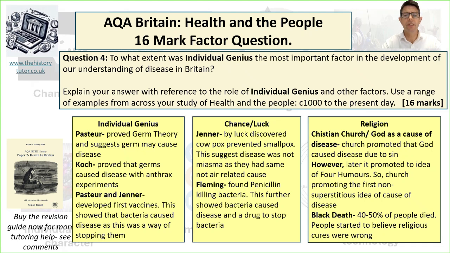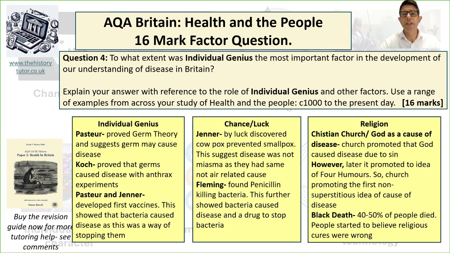We've got chance and luck. So Jenner would be a really good person here. You've got to make sure you're linking smallpox and cowpox to understanding of disease rather than just he did a vaccination. So he's suggesting that disease is not miasma and therefore it's not air related, and our understanding is improved because it's more to do with things in the body, and that's what the vaccination suggests in terms of understanding of disease rather than just he's made a great treatment. The question is not asking that. Fleming found penicillin killing bacteria. This further showed that bacteria caused disease as a drug was stopping it, and showed that understanding that you could stop this bacteria in your body.